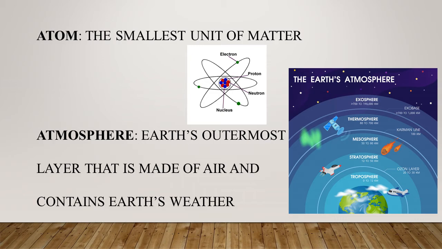Next is atmosphere. This is Earth's outermost layer, and that is made up of air and contains Earth's weather. Okay? So it contains air and it affects the weather. Now, as you can see from the picture, there are different layers of the atmosphere. We won't really get into those at all, but I want you to be aware for perhaps future science classes that there are different layers, and they do affect the Earth differently.